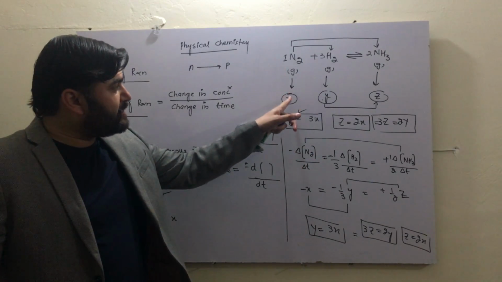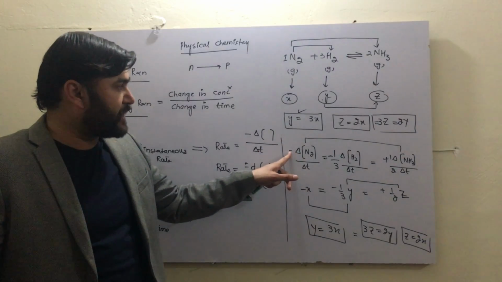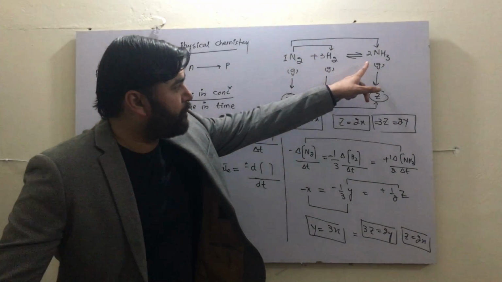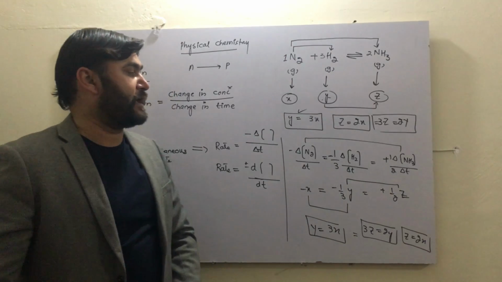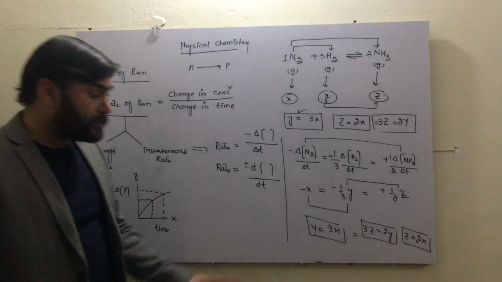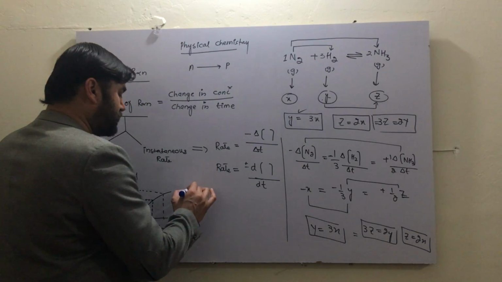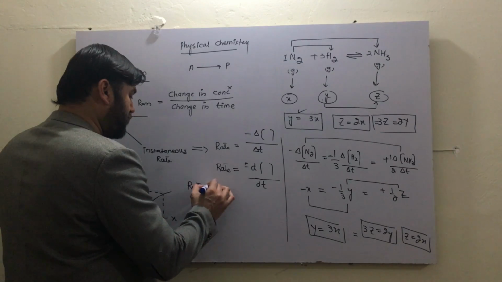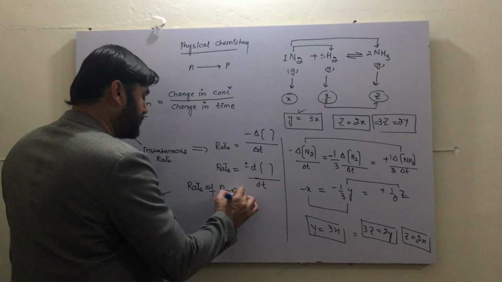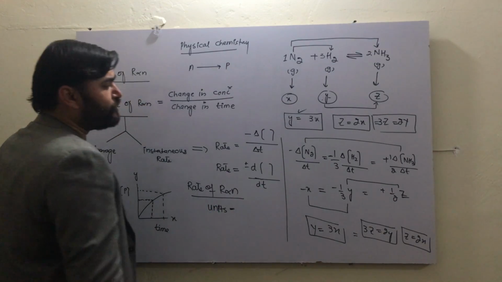Suppose these things are completely disappeared. When a substance disappears, we put a minus sign, and whenever it is formed, we put a plus sign with it. These are the most important signs. If somebody asks what are the units of rate of reaction, this is very important.